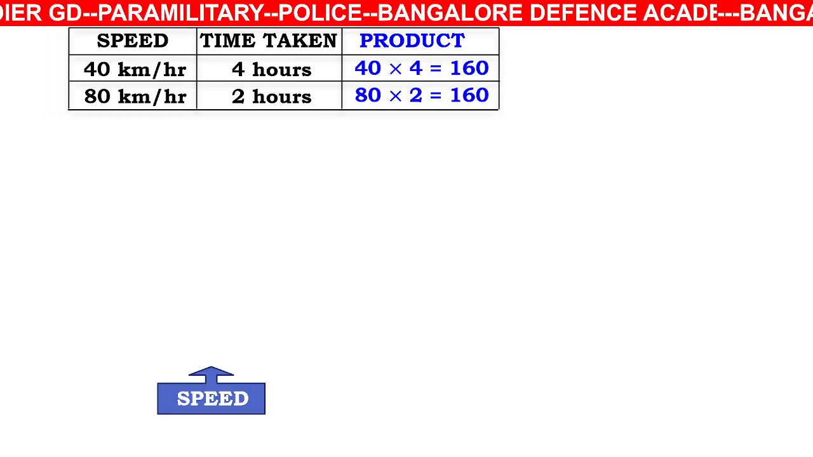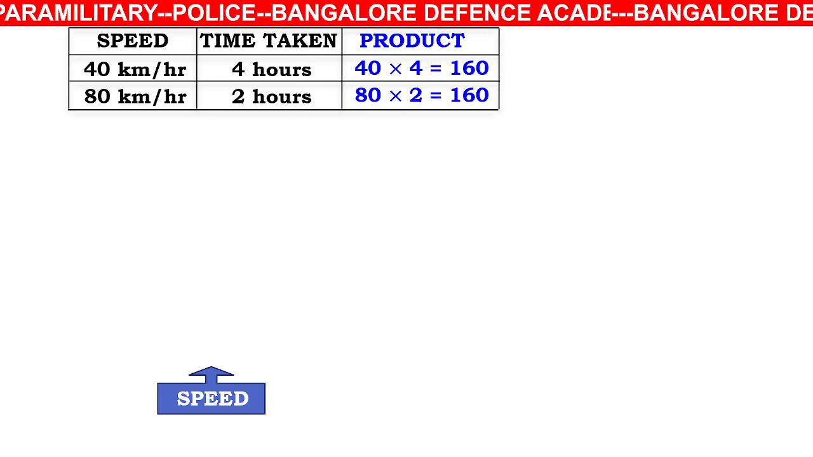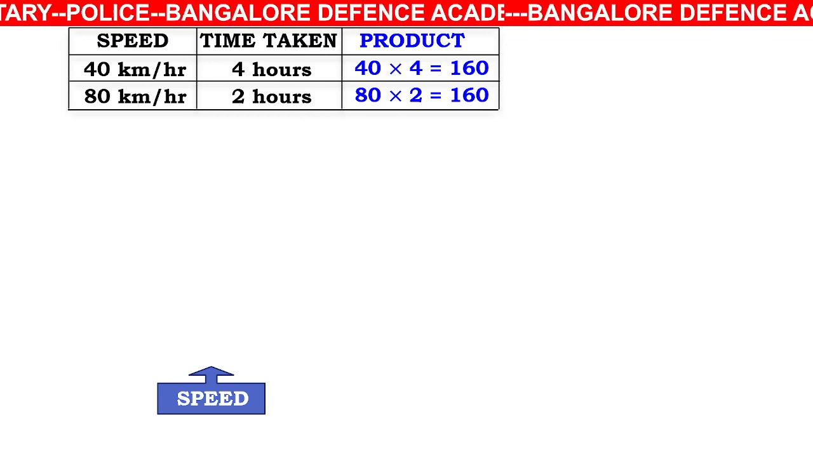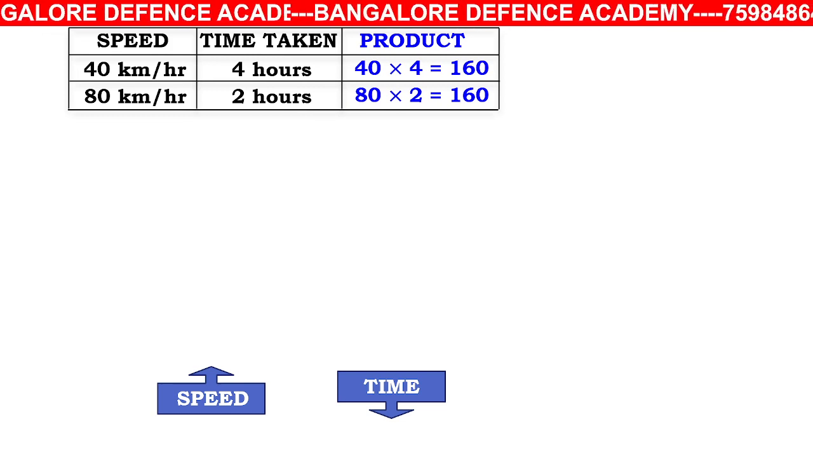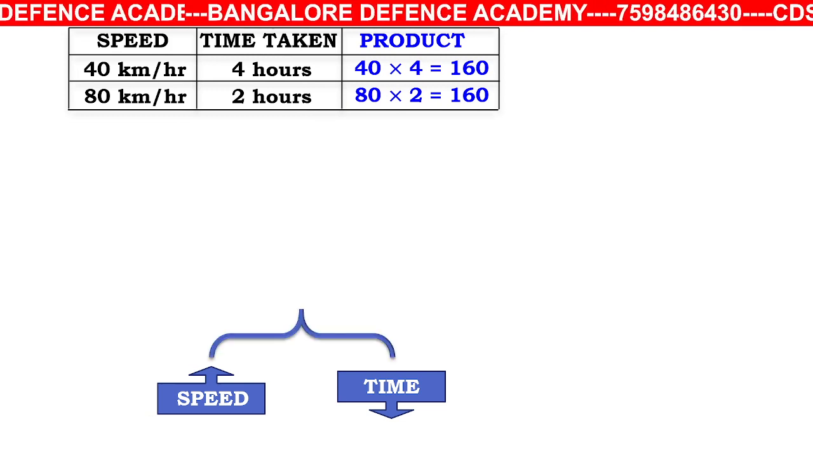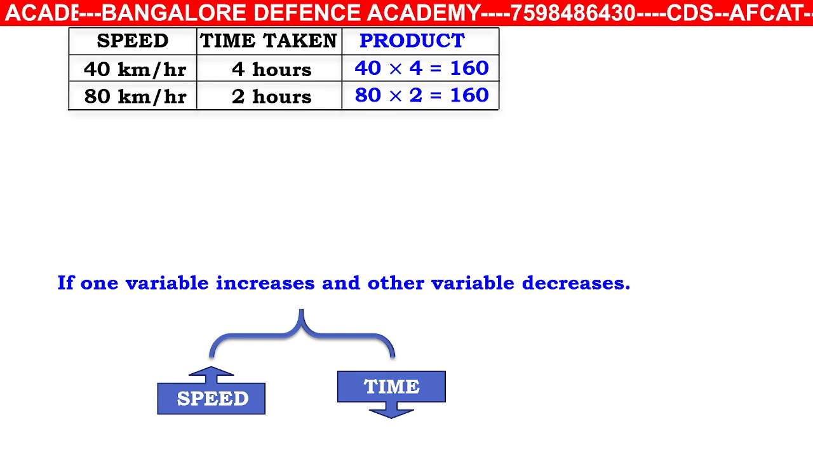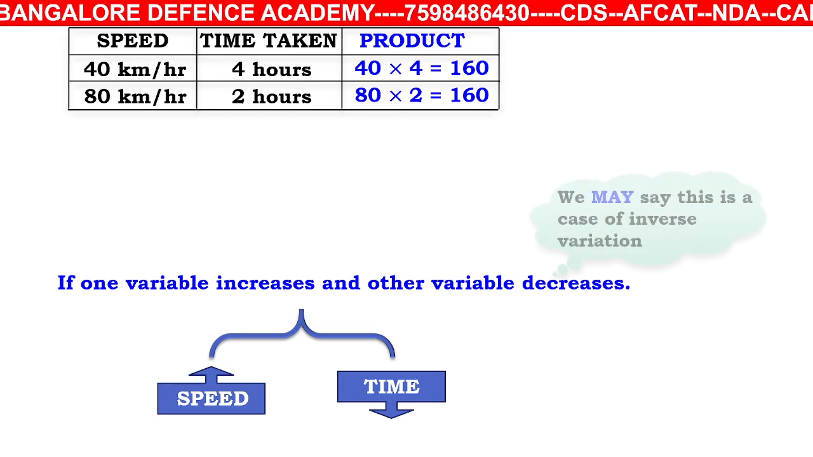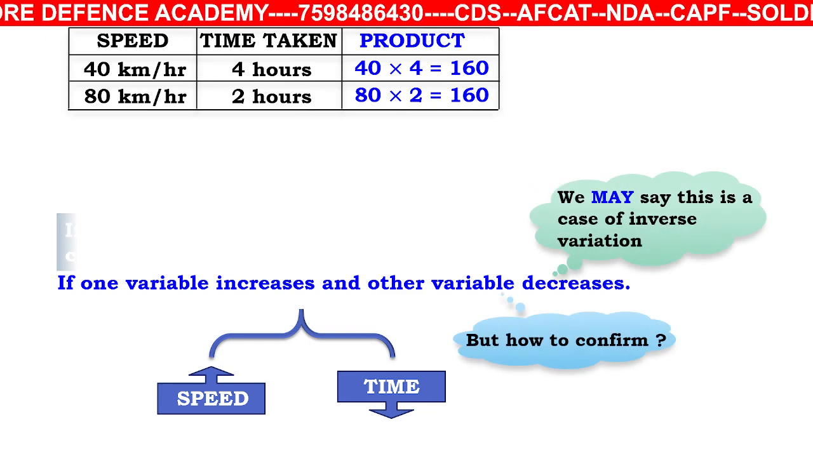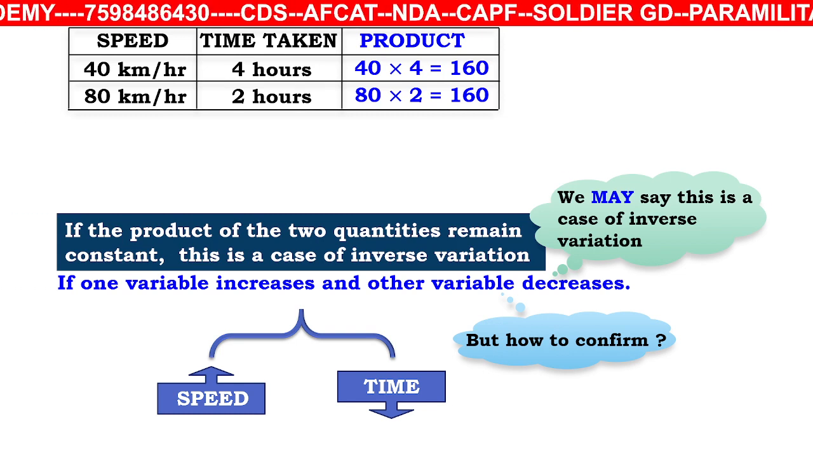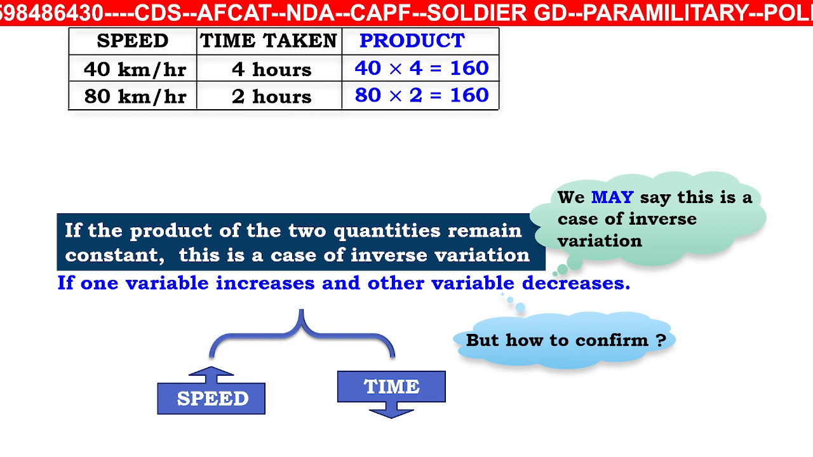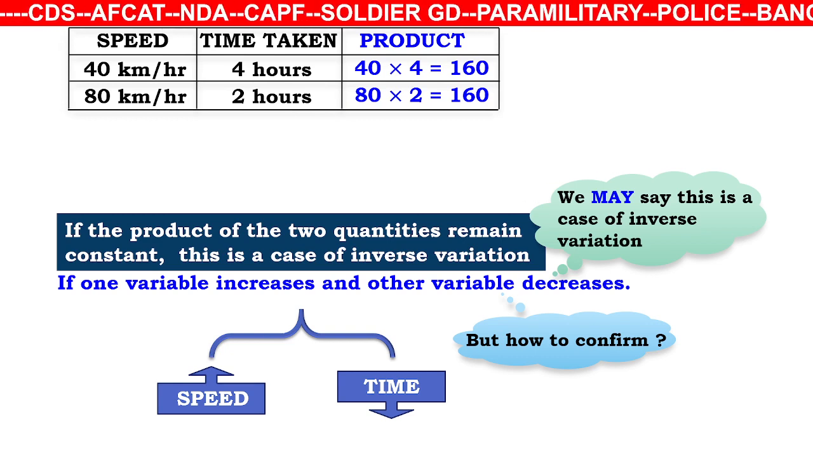Okay, so now if I multiply these products, that is 40 into 4 and 80 into 2, that gives me 160. So look at this now, speed and time, these are the two quantities. If one of the variables increases, the other variable decreases. Okay, so this is what happens. So if the product of the two quantities remains constant, this is called inverse variation. In direct variation we have seen the ratio will remain constant.